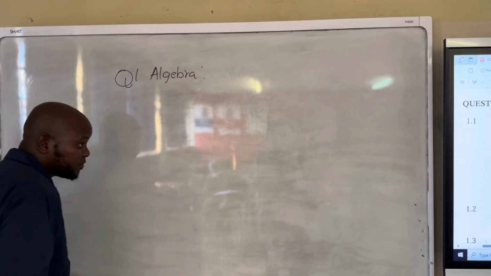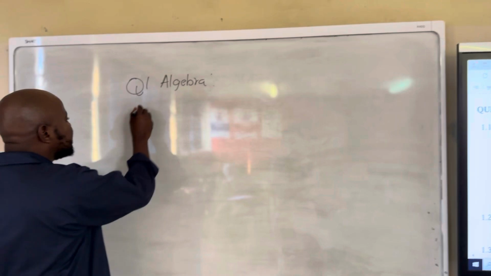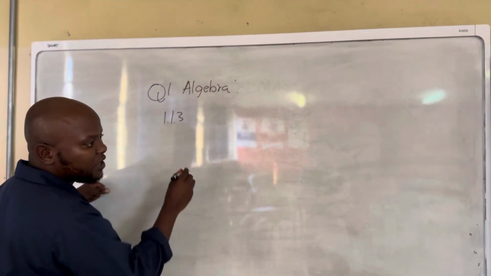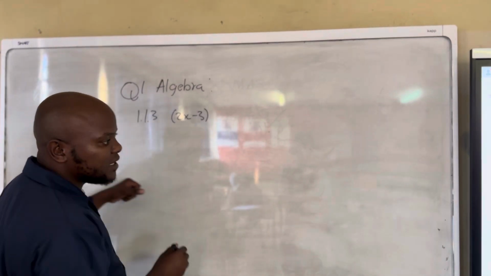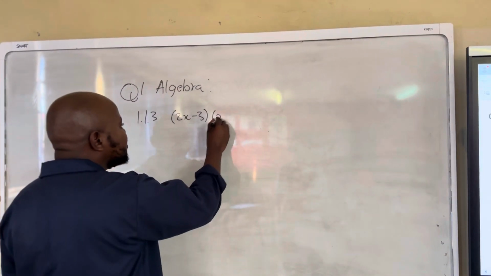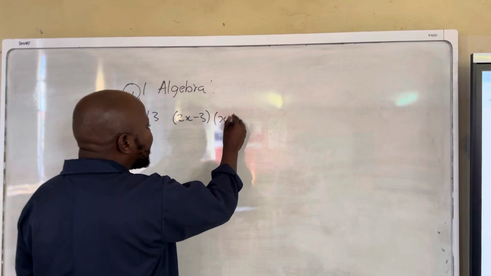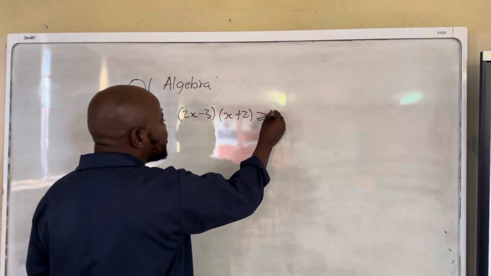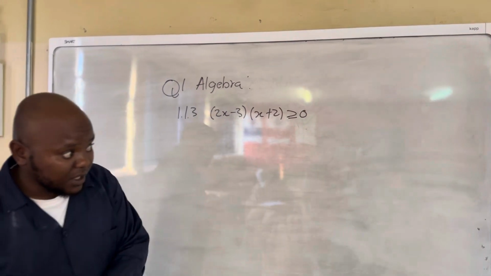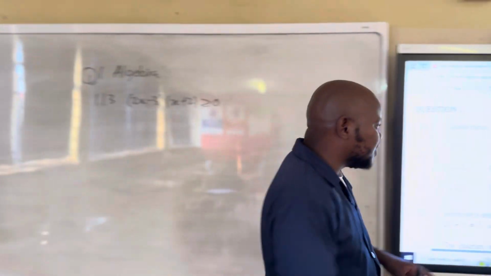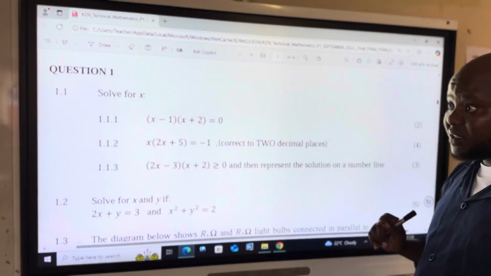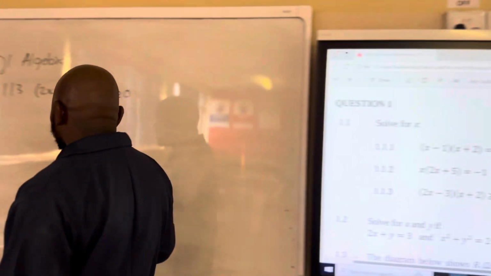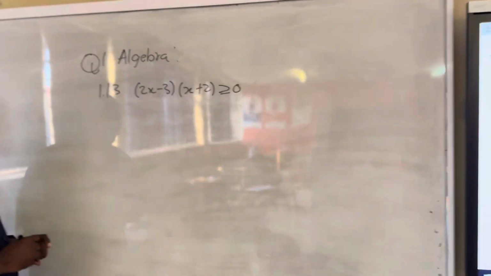Thank you very much. Which is 1.1.3. We are given 2x minus 3 into x plus 2 is greater or equal to 0. It says we need to represent the solution on the number line.